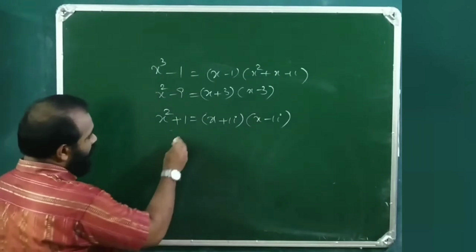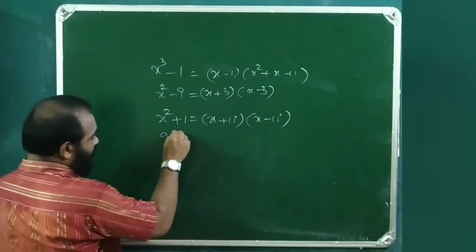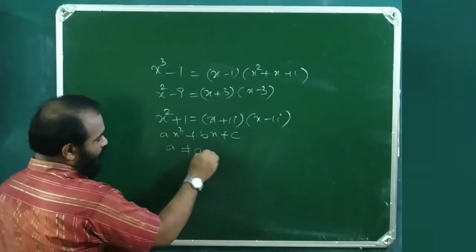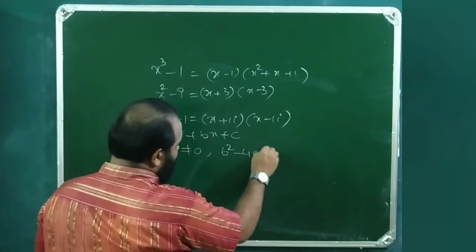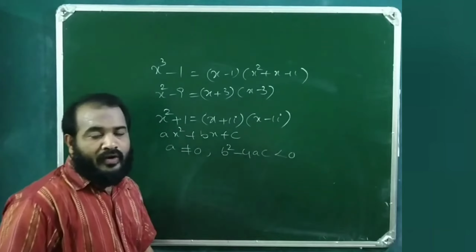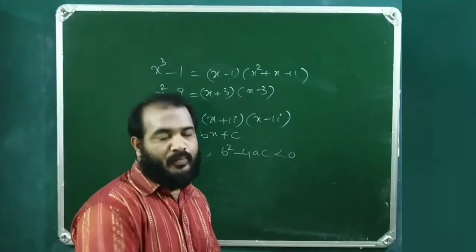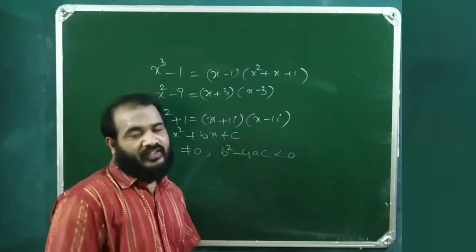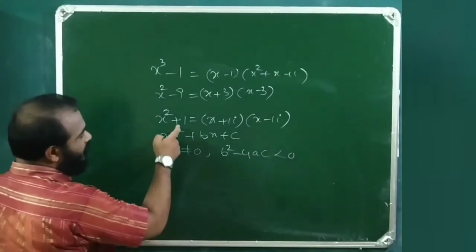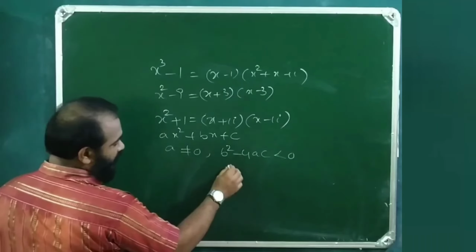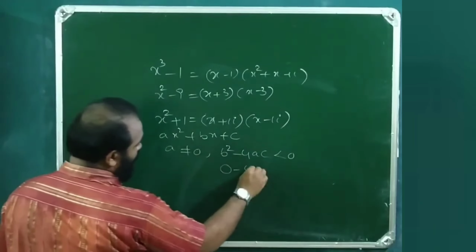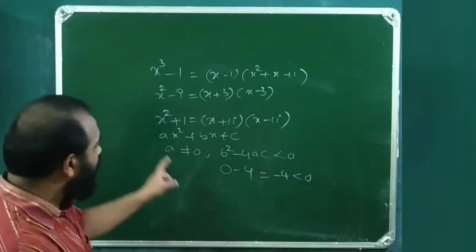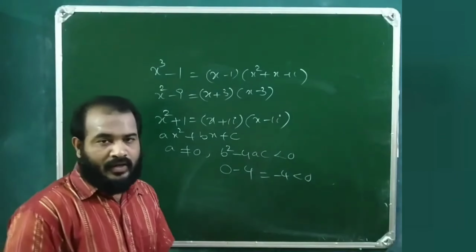So here, this is our form ax square plus bx plus c with a not equal to 0 and b square minus 4ac less than 0. A polynomial is said to be irreducible if b square minus 4ac, its discriminant, is less than 0. So here the discriminant: b square is absent, so 0 minus 4ac, 4 into 1 into 1, is minus 4. So minus 4 is obviously less than 0. Therefore it is said to be an irreducible polynomial.